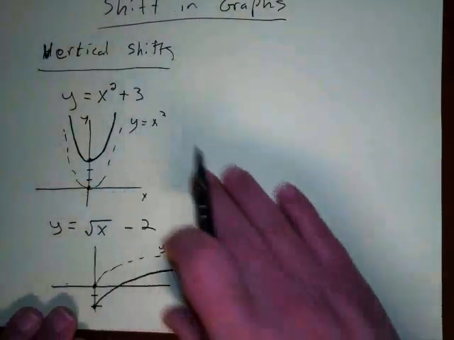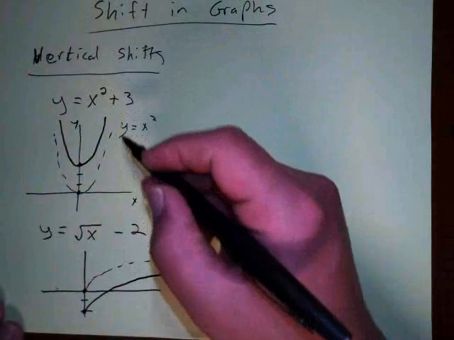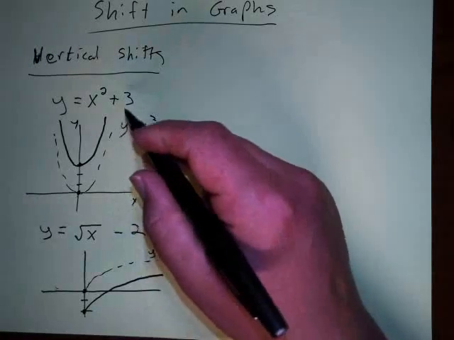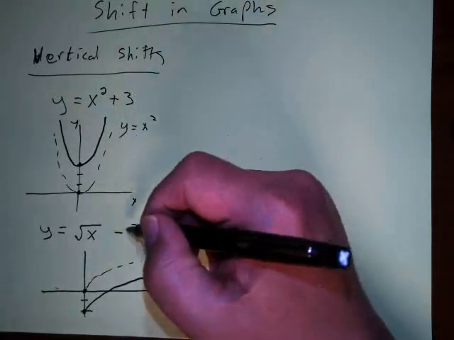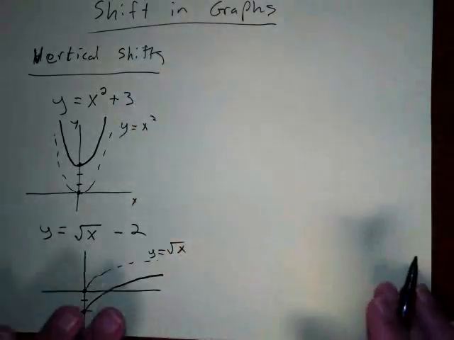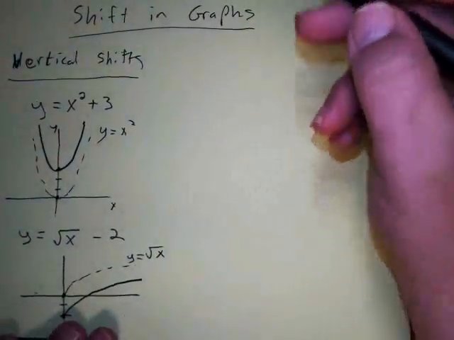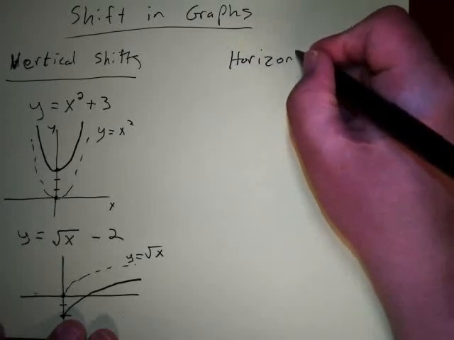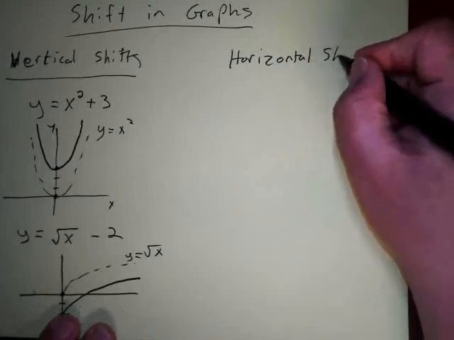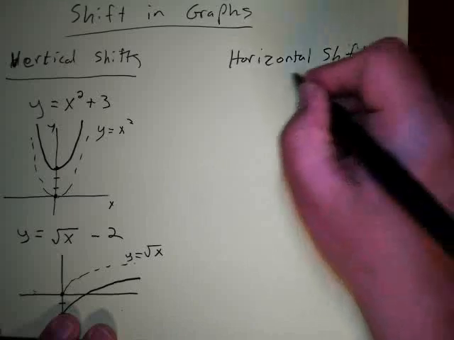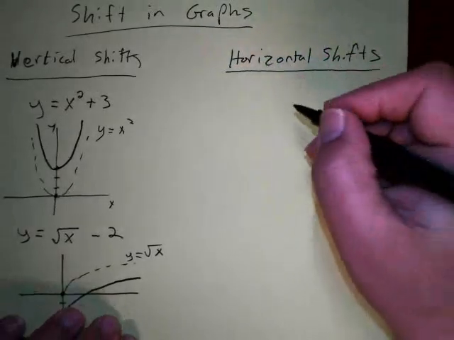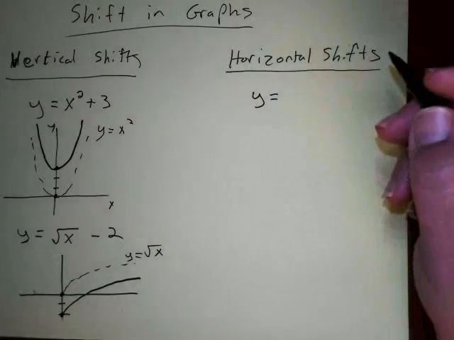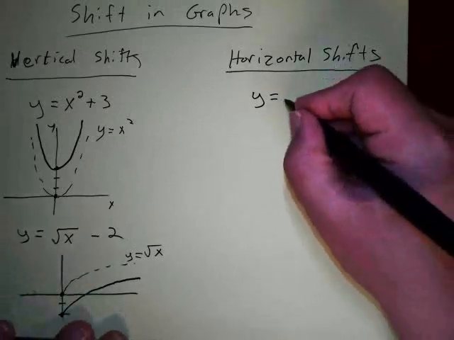Okay, and those are vertical shifts. It just moves the graph up and down. The point here is this is something added or subtracted to the outside of the function. Okay, here's the function. You're adding and subtracting it to the outside of the function. Okay, well, we also have horizontal shifts. Okay, so this would be something that is added or subtracted inside the function.